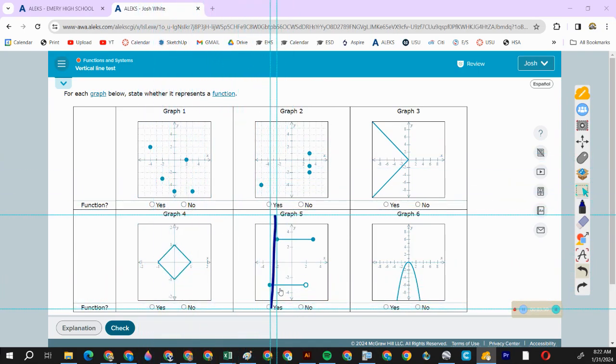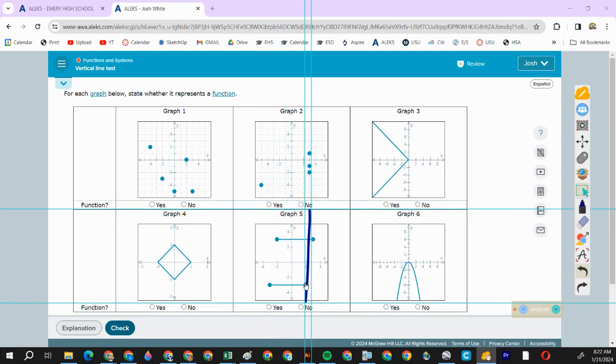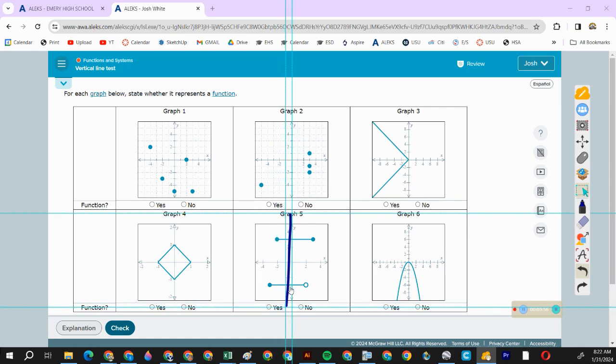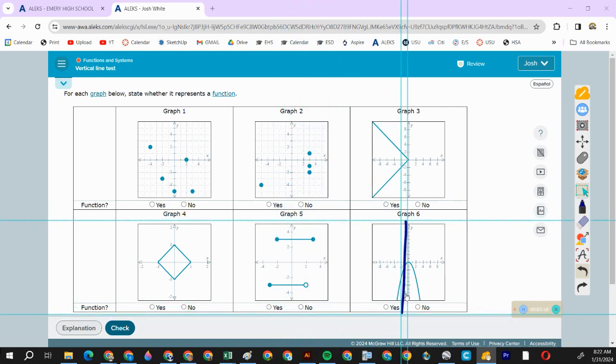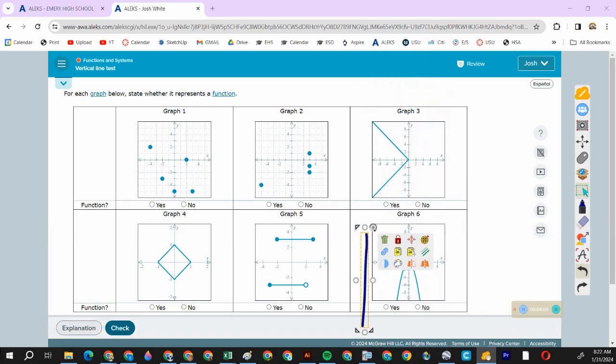Graph 5? Fails. Right? Do I ever hit 2 different points? Yeah, all over the place. What about graph 6? That one passes. I never hit the graph twice. What if I had this? What if I had a closed circle that came over with an open circle, and a closed circle which came over to an open circle? Would that be a function?